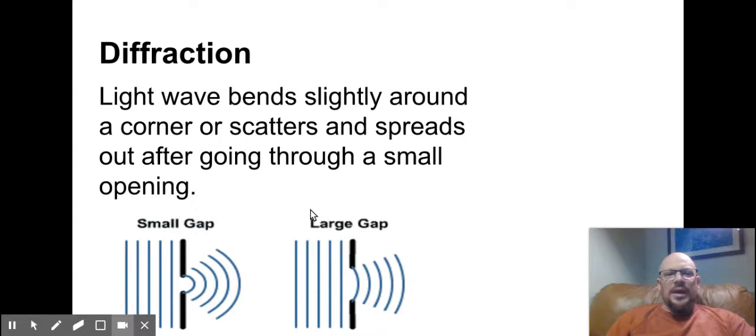Another interaction with light that we need to look at is this idea of diffraction. Diffraction is when light bends around a corner or scatters and spreads out after going through a small opening. This would be like light coming in through a doorway into a dark room. It spreads out. Now you see in a small gap here that it spreads out more. This doesn't mean more light is coming through because the gap is small. It just means that it's curving more as it comes through. In a large gap, it doesn't curve as much, but more light would probably be coming through because the gap is larger.